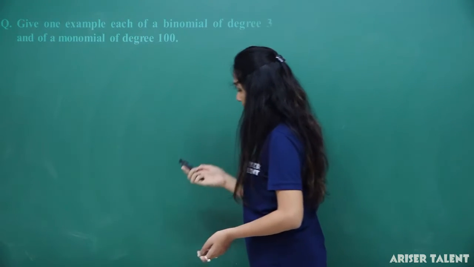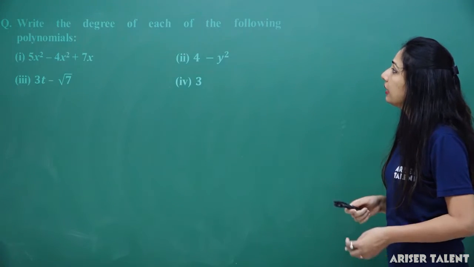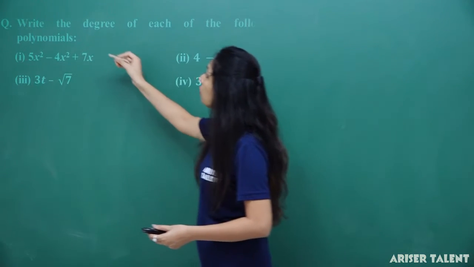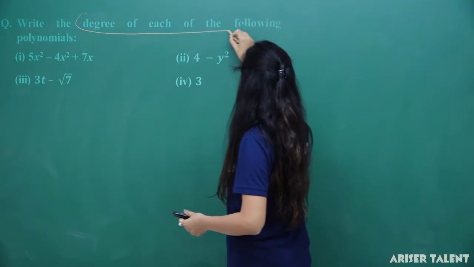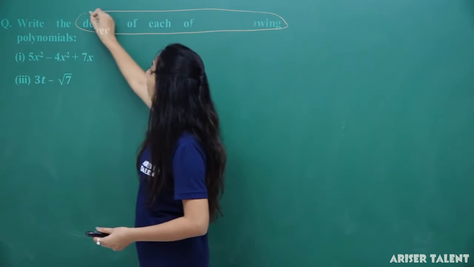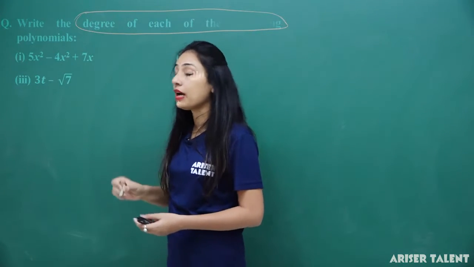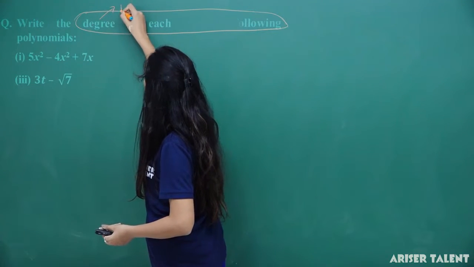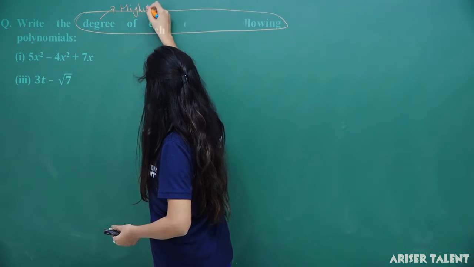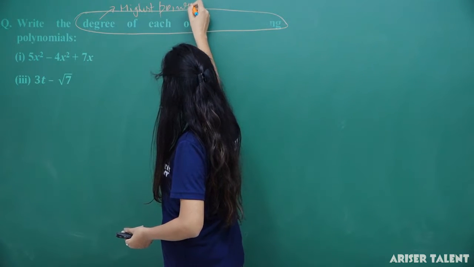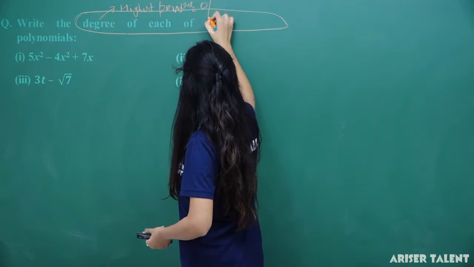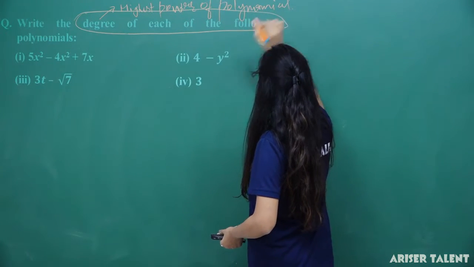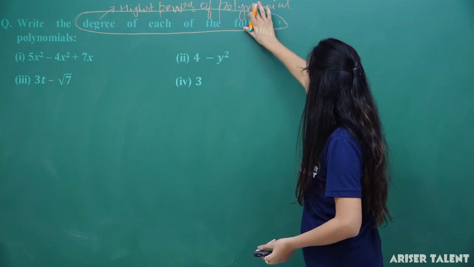And the next question we are having is write the degree of each of the following polynomials. Degree of the polynomial, okay, degree of the polynomial is what? Degree of polynomial is the highest power, okay, degree of polynomial is the highest power.